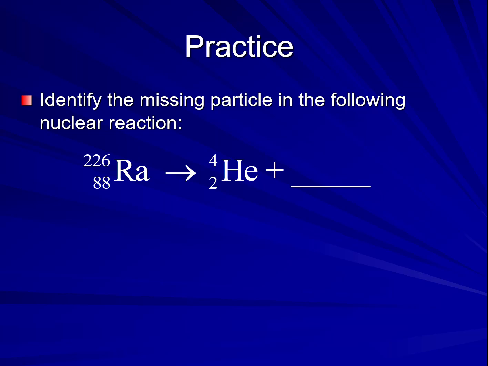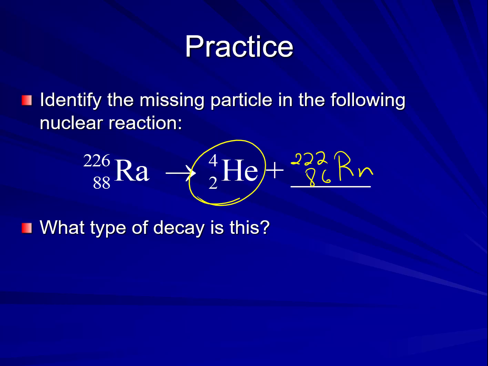Okay, so 226, what plus 4 makes 226? 222. What plus 2 equals 88? And number 86 on the periodic table is radon. Okay, what type of decay? What's that particle? That particle's an alpha particle, so that's alpha decay.